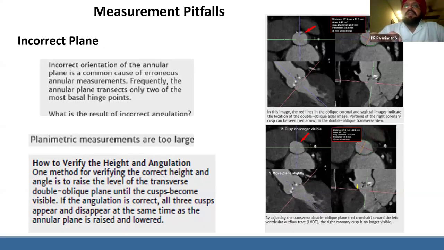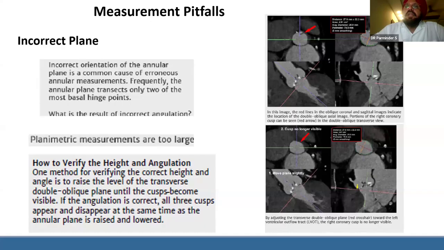Here what we see is the right top panel. You can see the hinge point of the right coronary cusp is visible at 1 o'clock position, whereas hinge points of the other two sinuses are not visible.